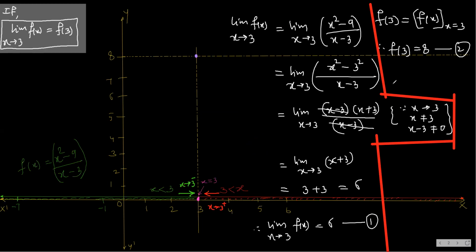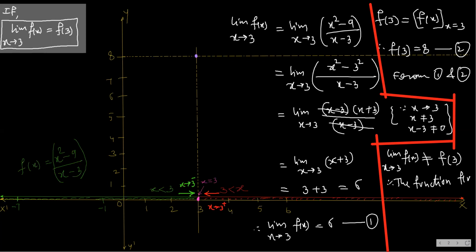This is number 2. Now I write, from 1 and 2, limit f of x as x tends to 3 is not equal to f of 3. You check this, students. Limit value is 6, and what is the f of 3 value? It is 8. Therefore, the function f of x is discontinuous at x equals 3.